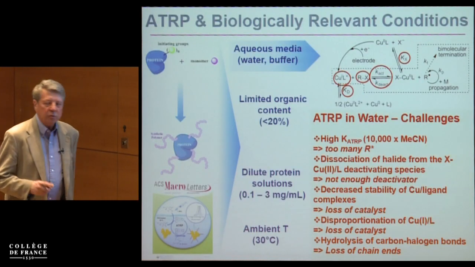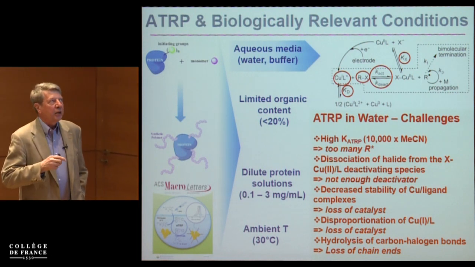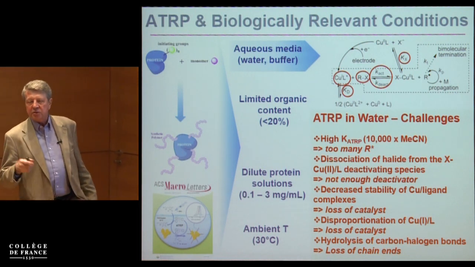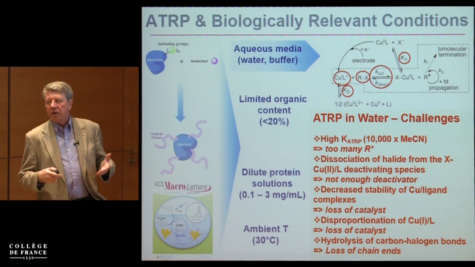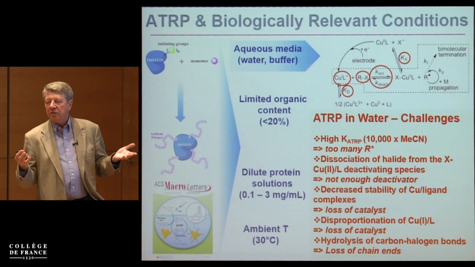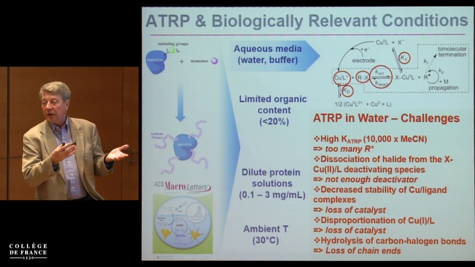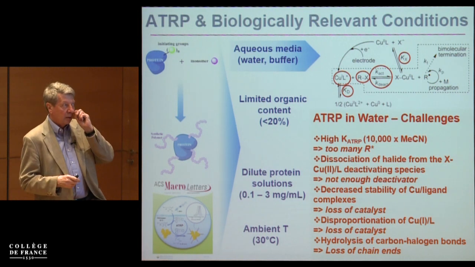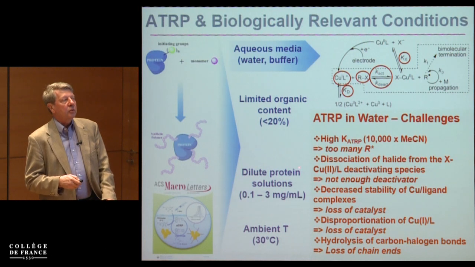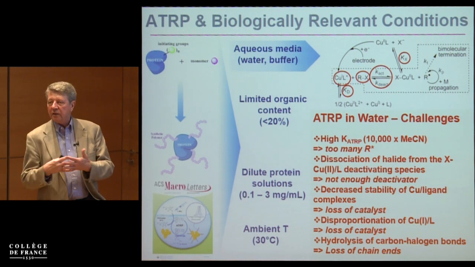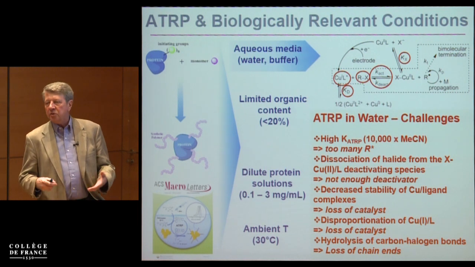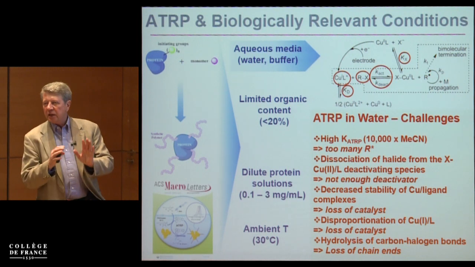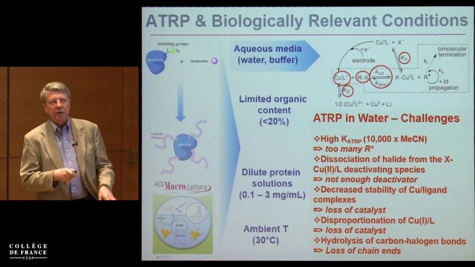Maybe first the question is, what is the challenge? If you want to make this under biorelevant conditions, it means that we work in water, in a buffer. Content of water would be 80–90%. The rest is a monomer, because you have to have a monomer, 10–20%. You need to work under highly dilute conditions in order to prevent any kind of protein aggregation, and also at ambient temperature to prevent denaturation of the protein. So these are initial conditions which are a little bit challenging.